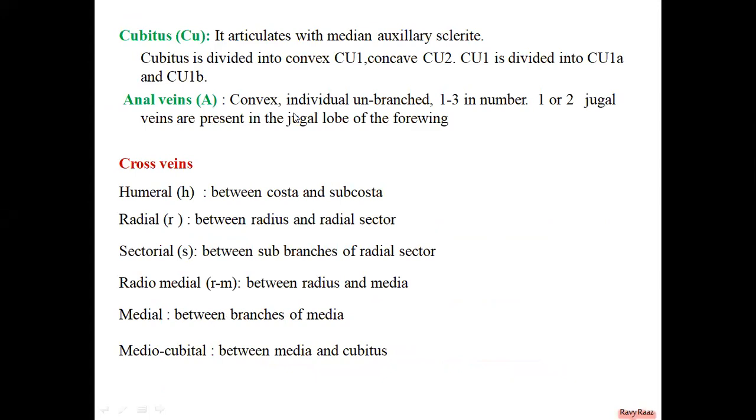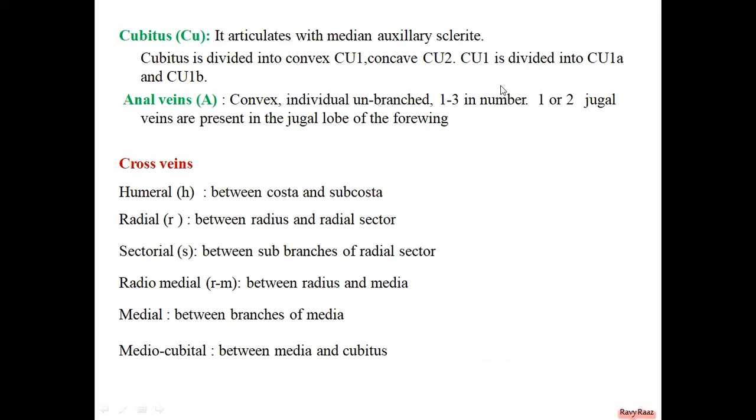Next is cubitus. This is CU2. Cubitus is divided into convex and concave. There is no anterior and posterior region in cubitus. So cubitus is divided into convex and concave. CU1 is divided into CU1A and CU1B. There is no division of CU2, only division of CU1A and CU1B.